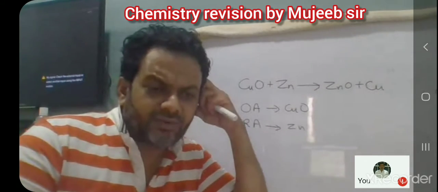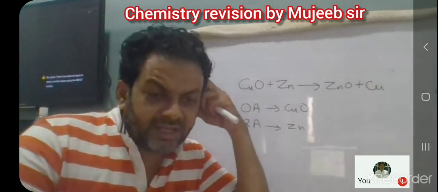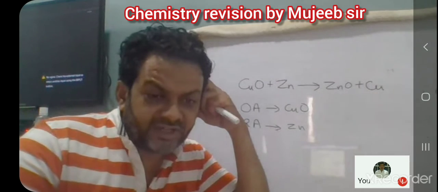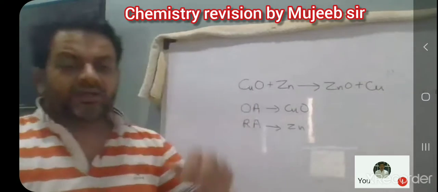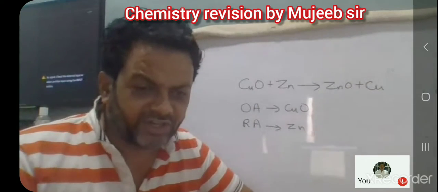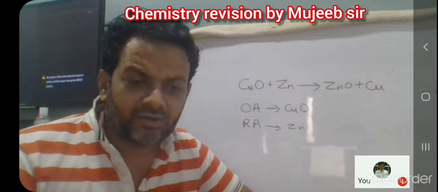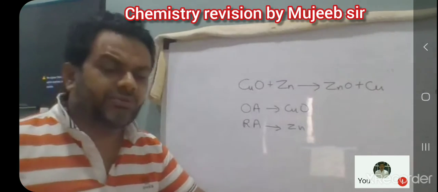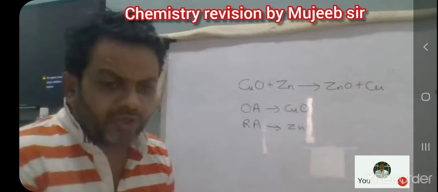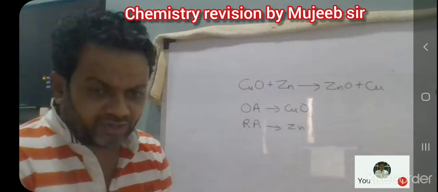Then come to question number 101. Can a combination reaction be an oxidation reaction? Yes, it can. For example, H2 plus O2 gives 2H2O, and Mg plus O2. So this is an oxidation reaction and also a combination reaction.